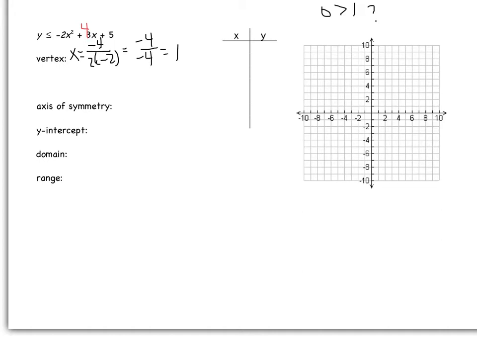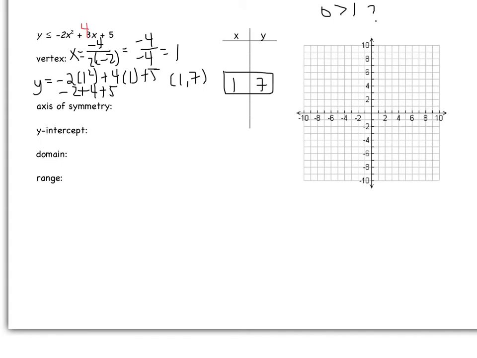And now to find the y, I need to substitute in positive 1. So I get y equals negative 2 multiplied by 1 squared plus 4 multiplied by 1, add 5. Remember that we changed that 3 to a 4. Okay, 1 squared is 1, multiplied by negative 2 is negative 2, add 4, add 5. So negative 2 add 4 is 2, add 5 is 7. So my vertex is going to be 1, 7. Axis of symmetry, remember, just goes along with the vertex. So my axis of symmetry is going to be x equals 1.